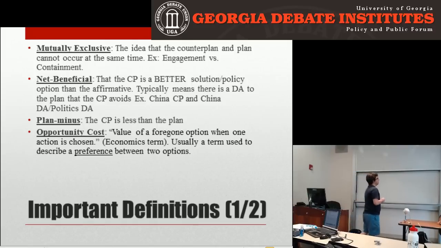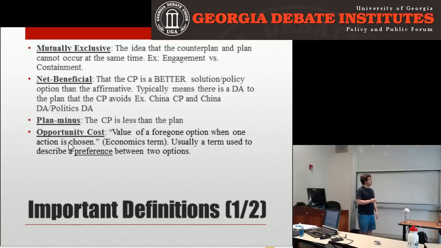And the other definition is plan minus, and this is sort of what we talked about for the picks, that the counterplan does less action or does less change than the plan is supposed to do, right? So they have to be competitive because the counterplan is doing less than the plan. And we'll talk about this a little bit later when it comes to permutations.